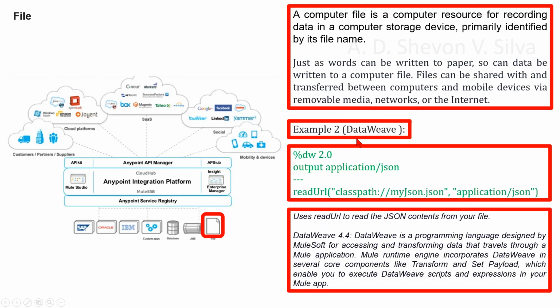Here is an example. As an example, we can consider this. This is in data view. This uses readUrl to read JSON content from your file. DataWeave 4.4 here. DataWeave is a programming language designed by MuleSoft for accessing and transforming data that travels through Mule applications. Mule runtime engine incorporates DataWeave in several core components like transform and set payload, which enables you to execute DataWeave scripts and expressions in your Mule app.